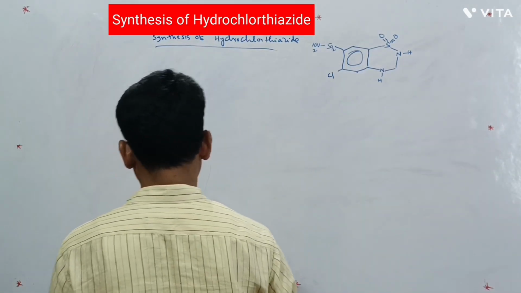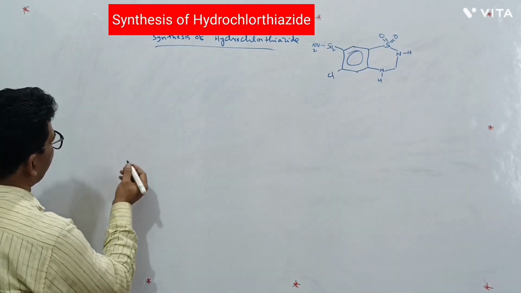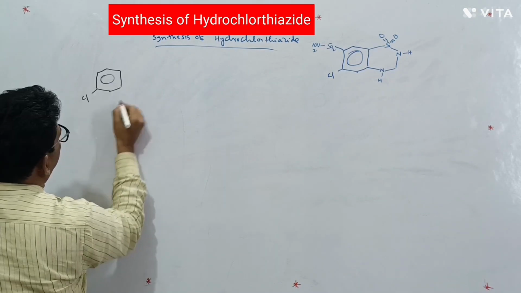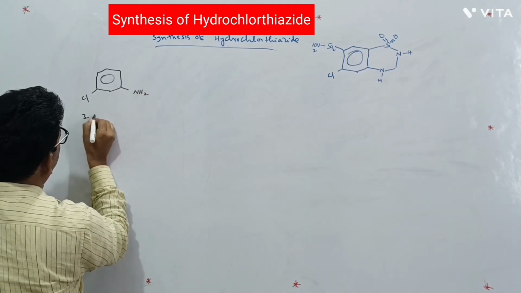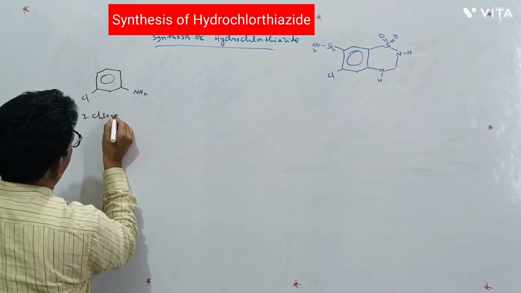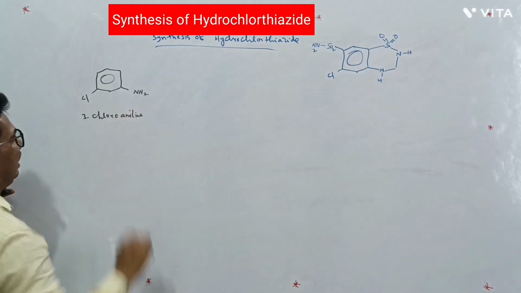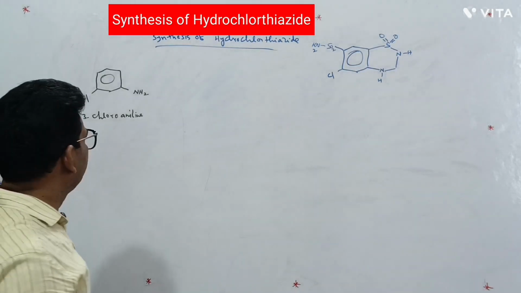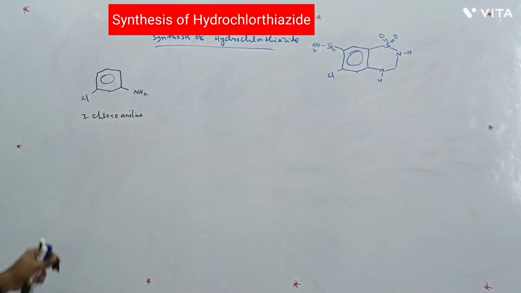Now we will go for the synthesis. The synthesis of hydrochlorothiazide will start with 3-chloroaniline. Remember this, the synthesis starts with 3-chloroaniline. This is an aniline because when it is having the amine group, it's called aniline. At the third position, it is having the chloro group.